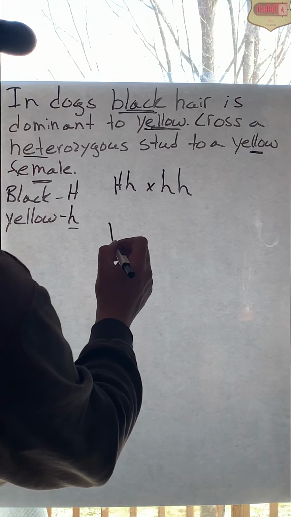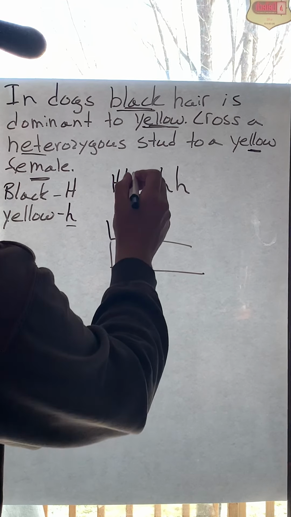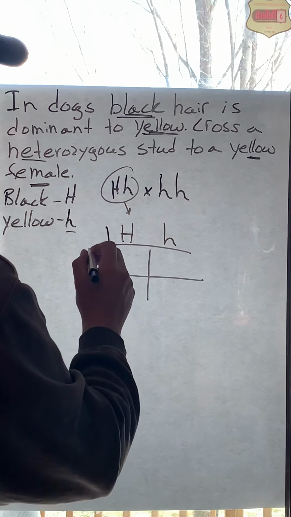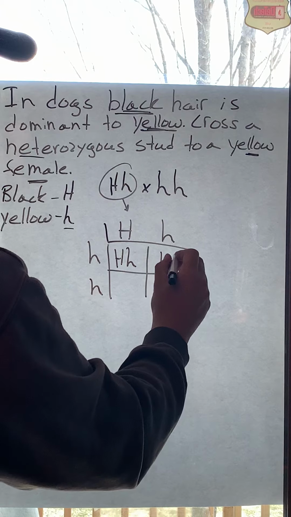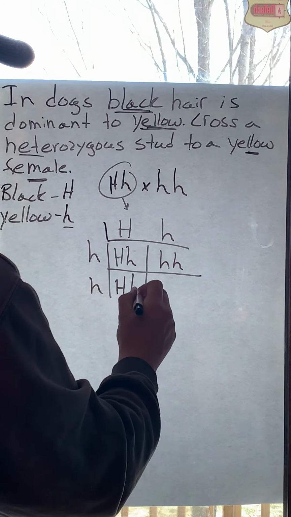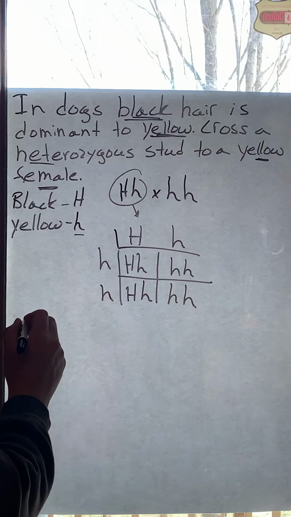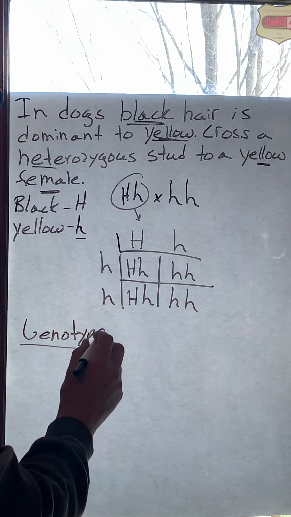I'm going to make a Punnett Square. I'll put this parent on top and the female on the side. Always put capital letters first. We do all Punnett Squares for two things. We want to figure out a genotype first, and we're just going to list the traits.